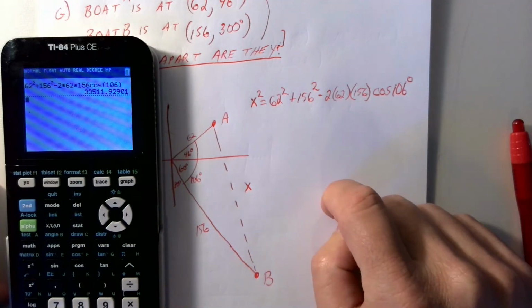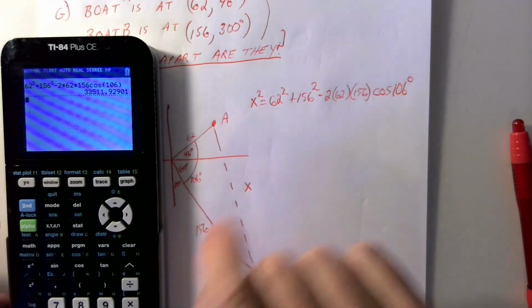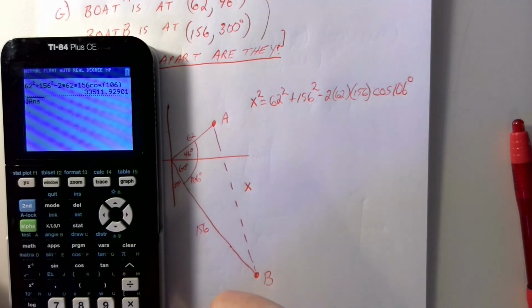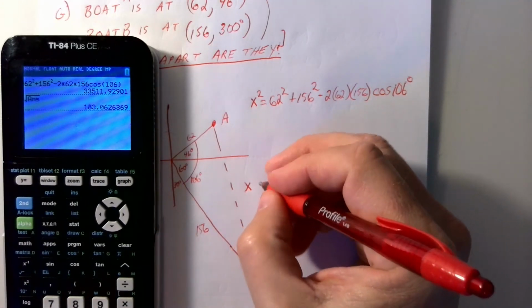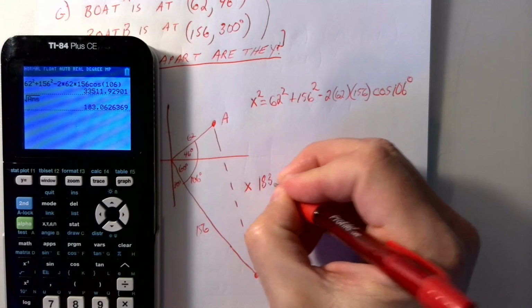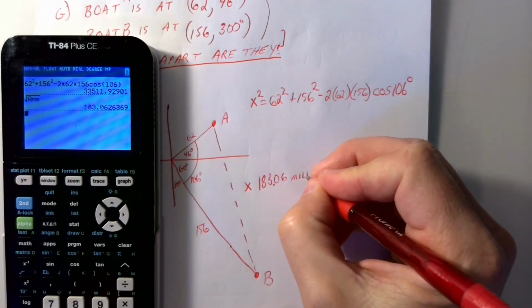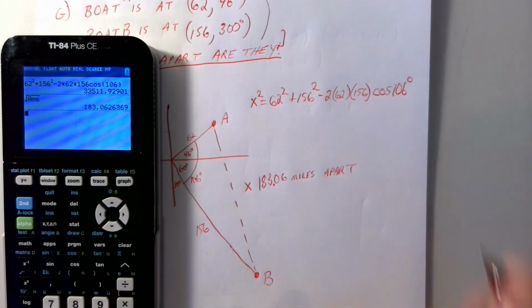No, that doesn't make any sense, does it? What do we got to do, right? Oh, that equals x squared, so we got to root it. So second square root, second function answer, and I get that they are 183.06 miles apart. I can answer that question.